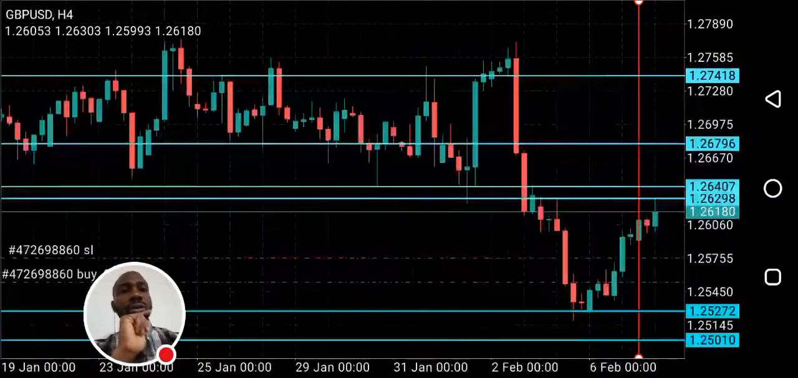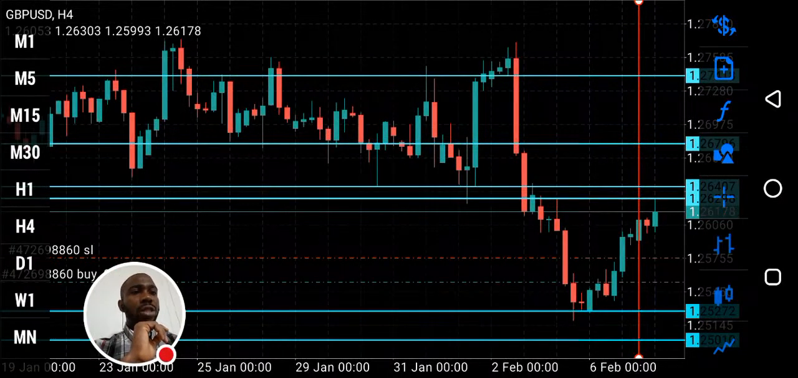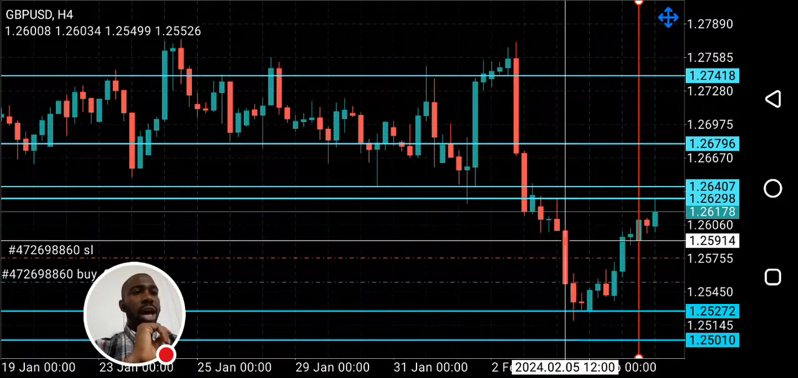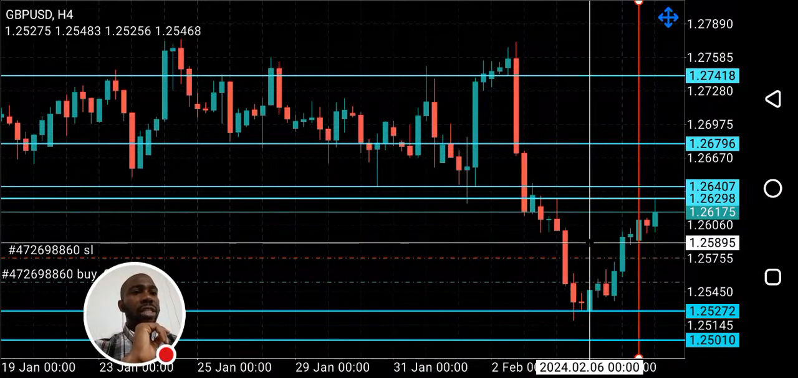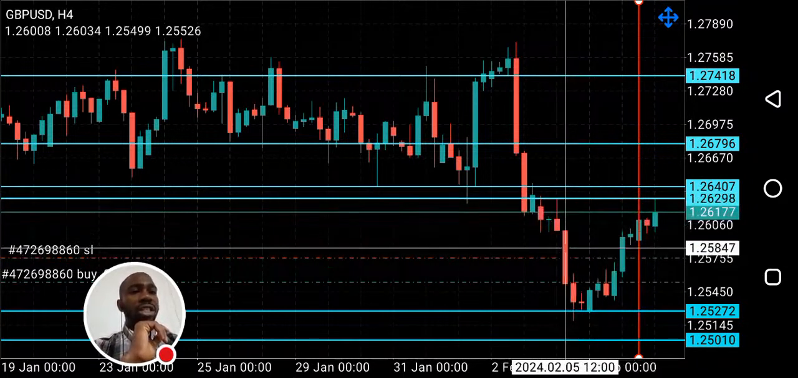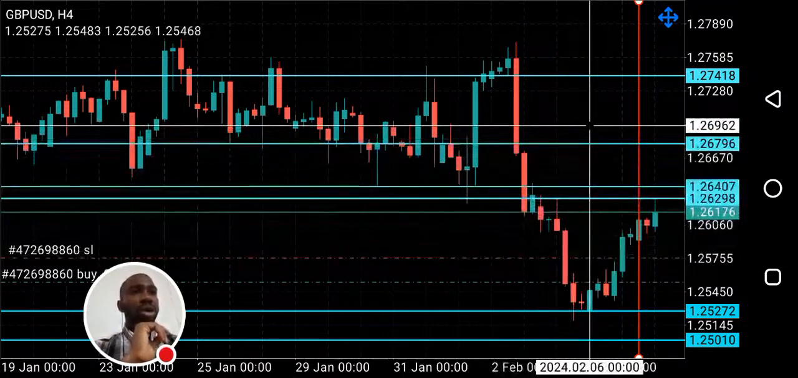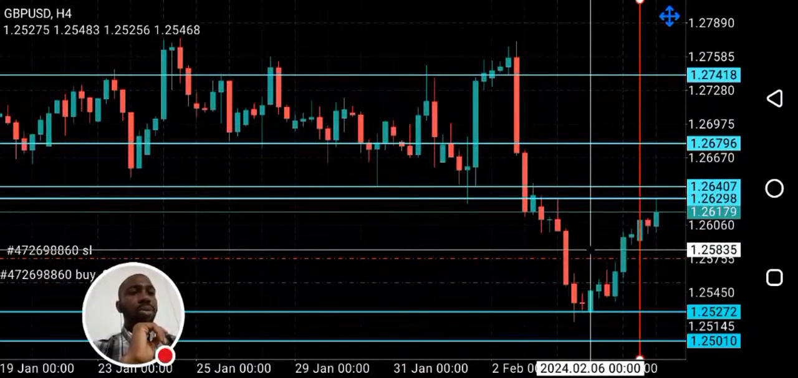So you can see what we had on the 4 hour time frame. At this point we had a doji here. Then the next candle closed bullish. This indicates a change in trend from bearish to bullish.